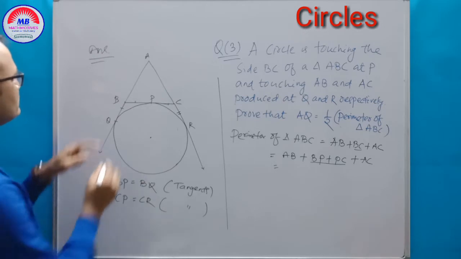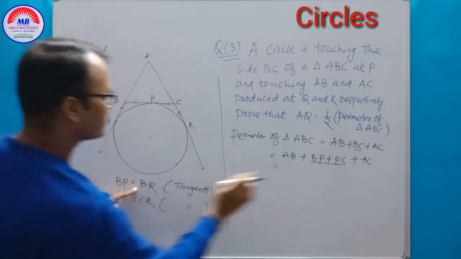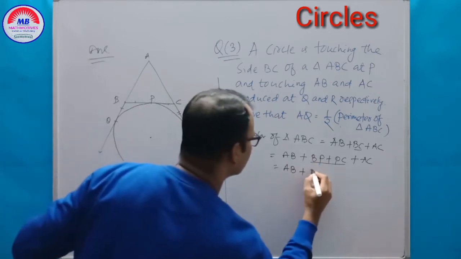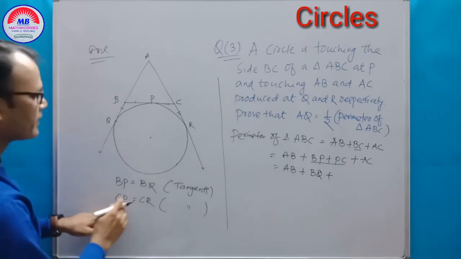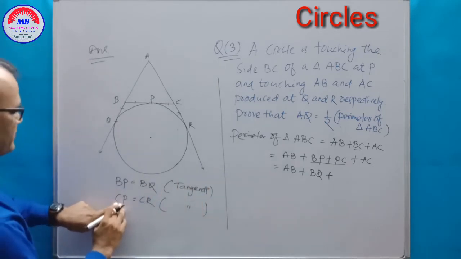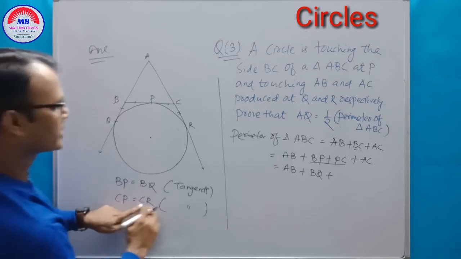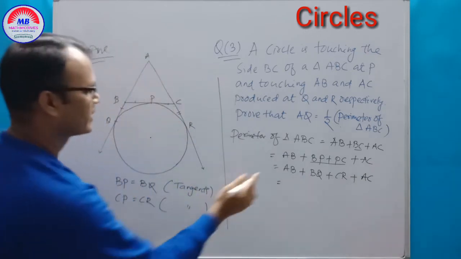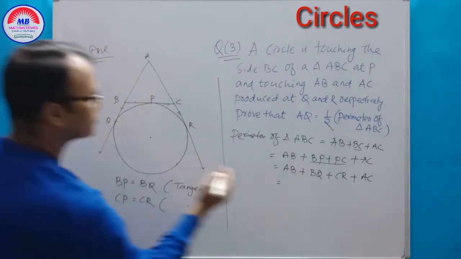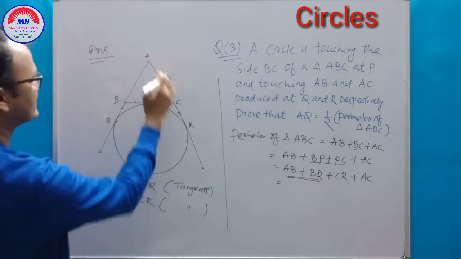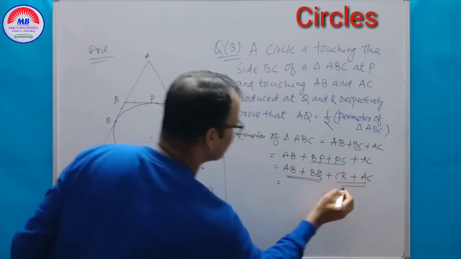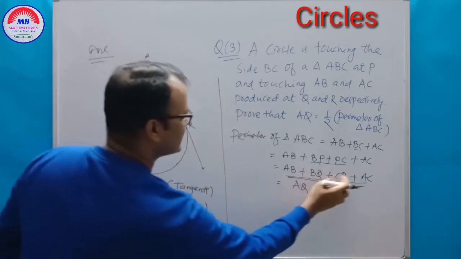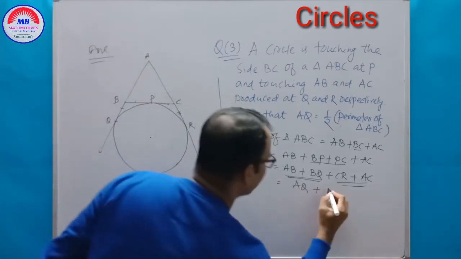Now in place of BP you can put BQ, and in place of CP you can put CR. So AB plus BQ, plus AC plus CR. AB plus BQ is AQ, and CR plus AC is AR.